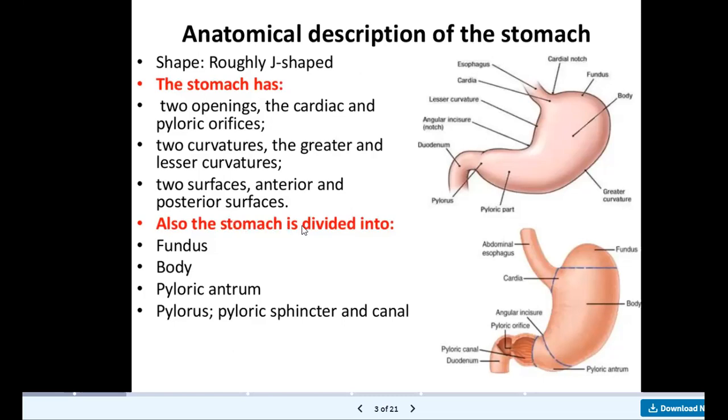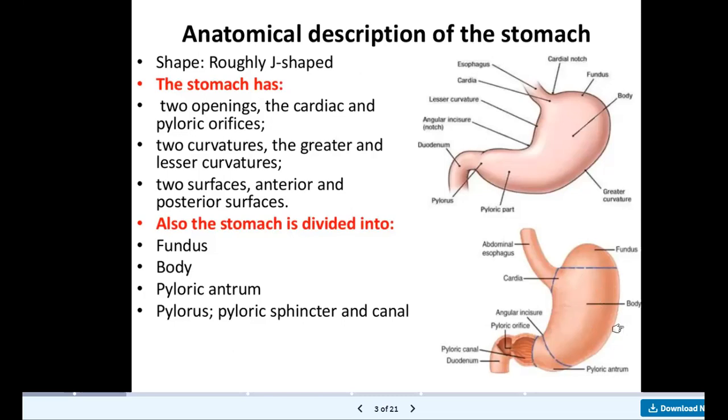Now, the stomach is divided into four main parts. These parts are the fundus, the body, the pyloric antrum, and the pylorus. Now, this pylorus contains the pyloric sphincter and the pyloric canal. So the fundus of the stomach, from this diagram, you could see this upper part, this upper pole of the stomach, is called the fundus. And this fundus has its own blood supply.